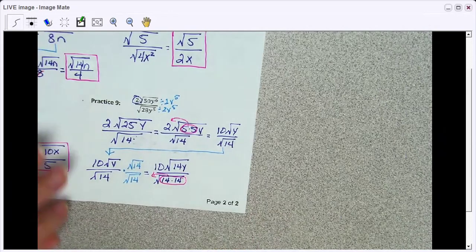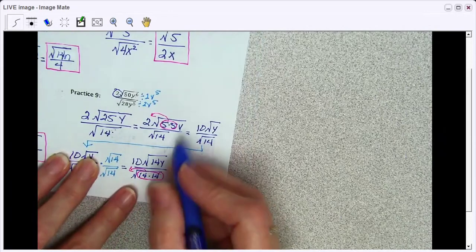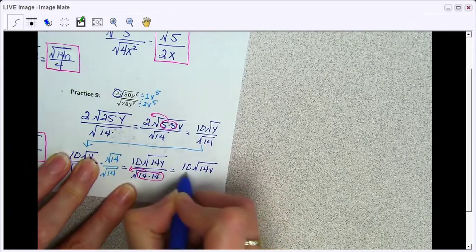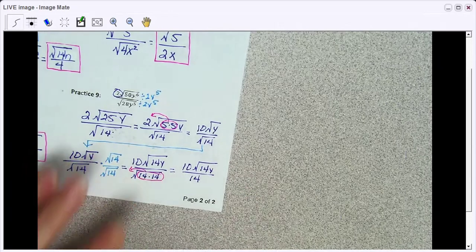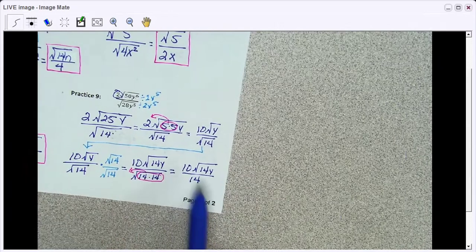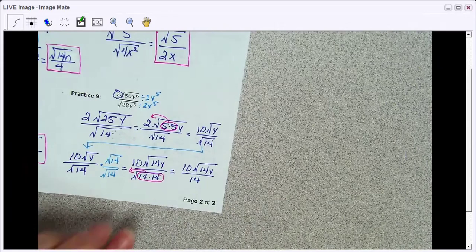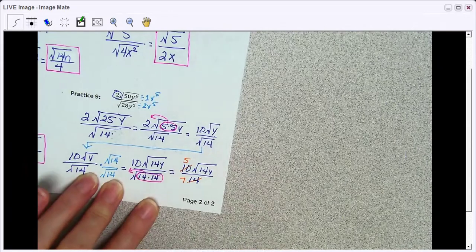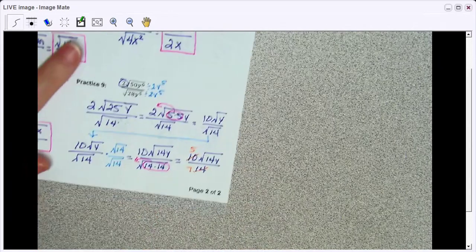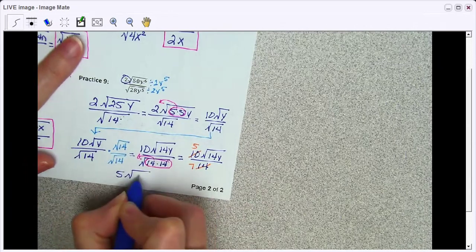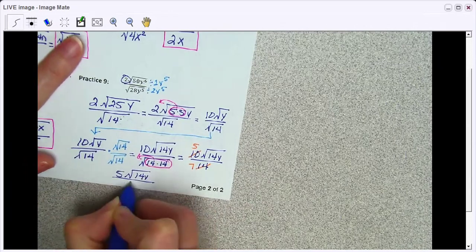Okay. And now we have 10 square root of 14y over 14. Now we're not finished because we can reduce the 10 and the 14. Again, we can't reduce the radical part because these two are not under a radical. So 10 divided by 2 is 5. 14 divided by 2 is 7. So our final answer is 5 square root of 14y over 7.